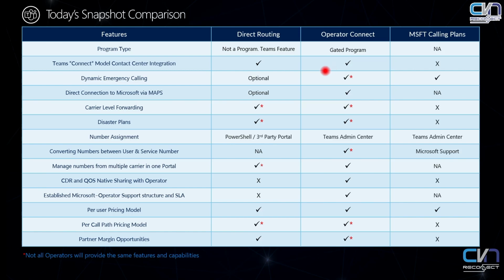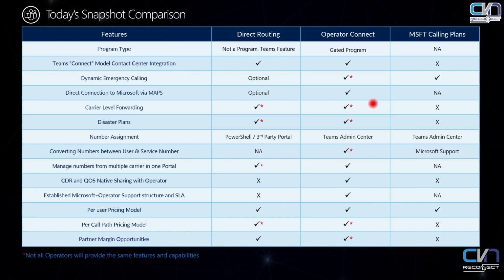So I did put some red stars beside some of these. I don't know what every Operator Connect provider is offering. Might be doing a little different things. So dynamic emergency calling, that just depends on your direct routing deployment, how you build that out. Operator Connect, we include it. I don't know if others do. In the regions it's supported, we include it. The direct peering via MAPS, required with Operator Connect, optional with direct routing.